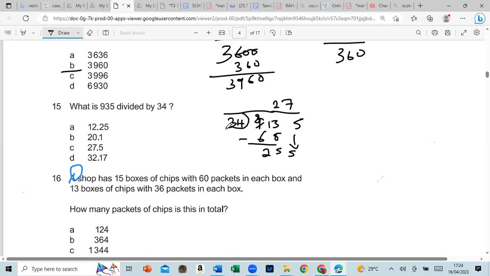And then now we multiply 7 times 34. 7 times 4 is 28. So 32, 7 times 3 is 21, and that's 22. Subtract 8 from 5, we can't, so we borrow again.